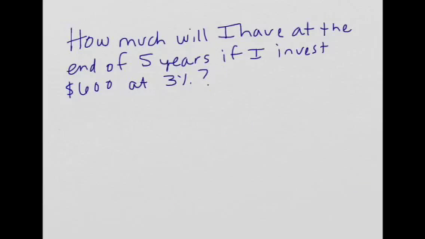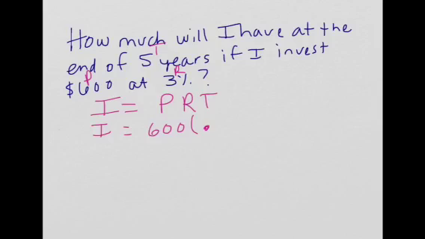How much will I have at the end of 5 years if I invest $600 at 3%? So we have I is equal to PRT. My I I don't know yet. That's what I'm finding. My principal is 600. My rate is 3%. And my time is 5 years. So interest is equal to 600 times, make sure you make it big obnoxious decimal, 0.03, and then you're going to put in there times 5. So my interest is going to be 90 when I punch that in.